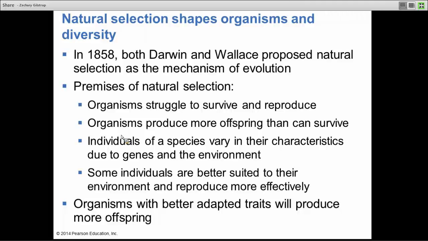A. Organisms face a constant struggle to survive and reproduce. B. Organisms tend to produce more offspring than can survive. And C. Individuals of a species vary in their characteristics. Variation is due to differences in genes, the environments in which genes are expressed, and the interactions between genes and the environment. As a result of this variation, some individuals of a species will be better suited to their environment than others and will be better able to reproduce.